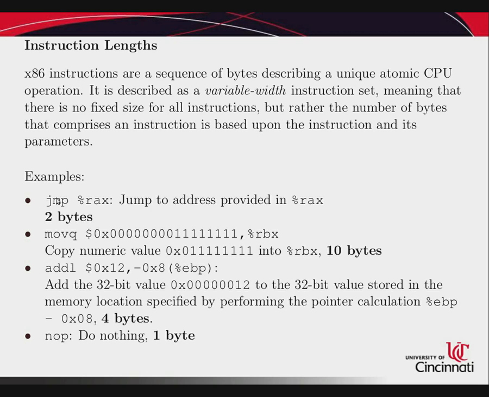So for instance, this operation, which allows you to jump to an address that's provided inside of the RAX register, that instruction is only 2 bytes long, because you'll do a lot of jumping in your code. You'll write a lot of go-tos, or your compiler will introduce a lot of go-tos based upon your branching logic.